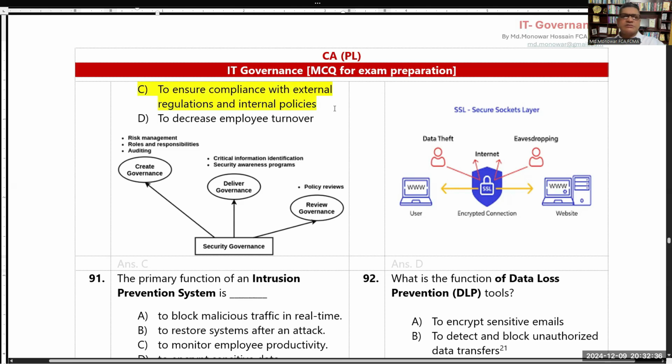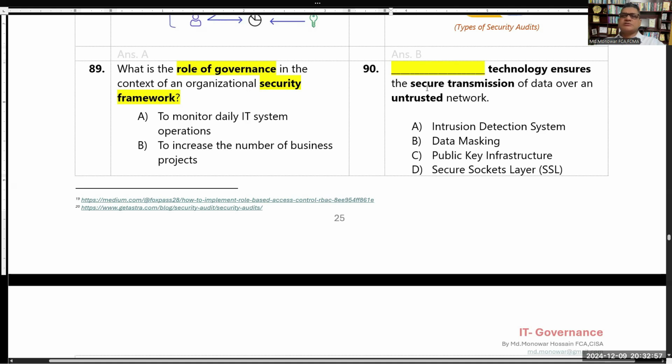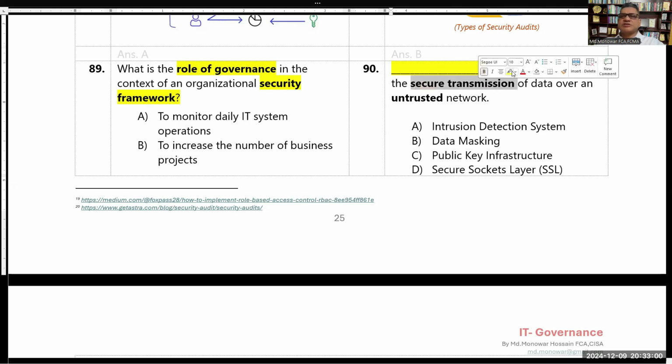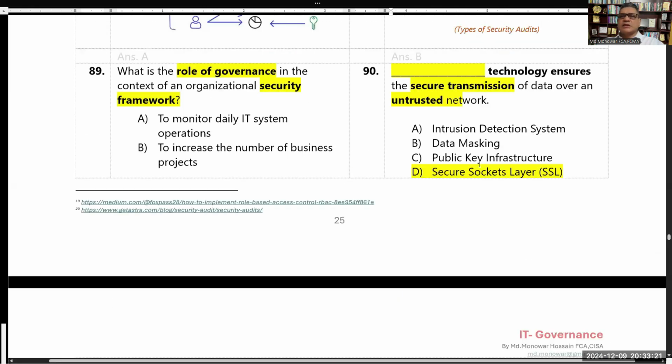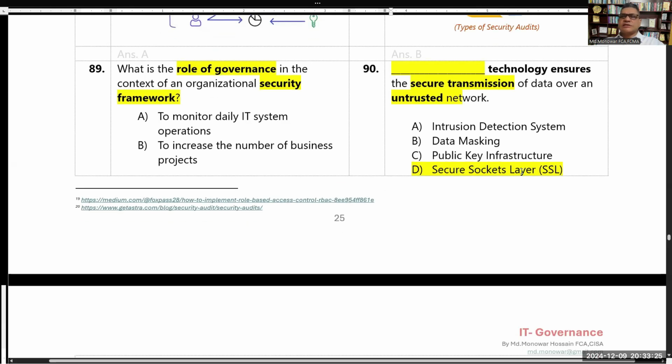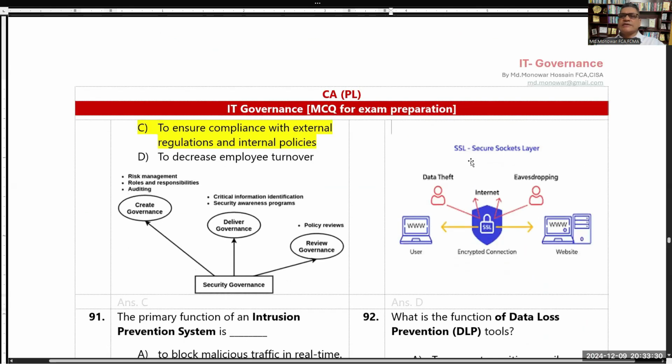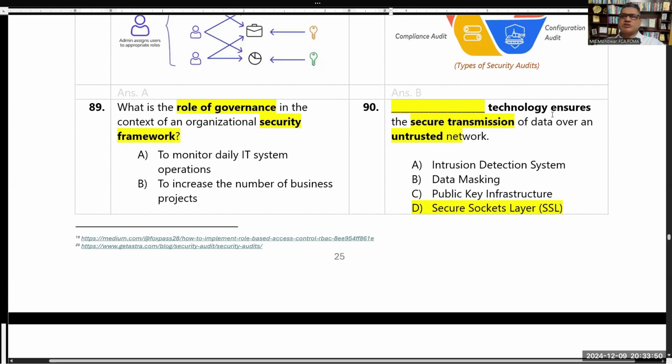External regulations and internal policies. So security governance: create governance, deliver governance, and review governance. Answer C. Which technology ensures the secure transmission of data over an untrusted network? So that technology is SSL. The answer is Secure Socket Layer, SSL. So SSL technology ensures the secure transmission of data over an untrusted network.